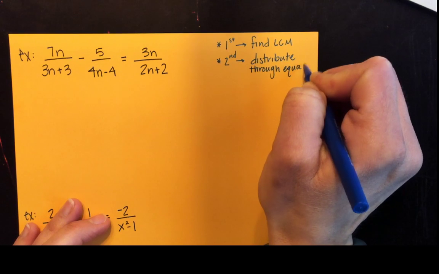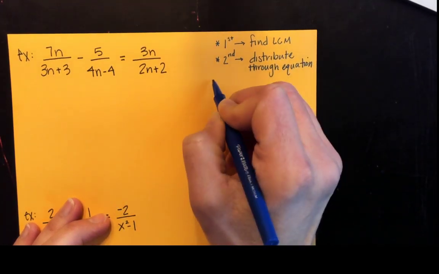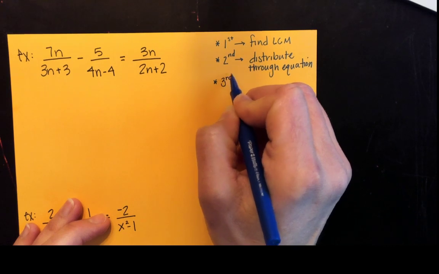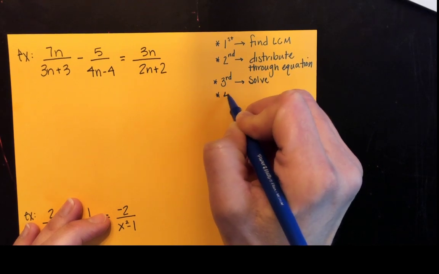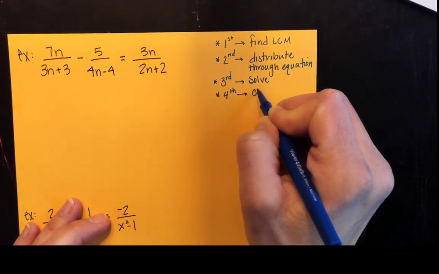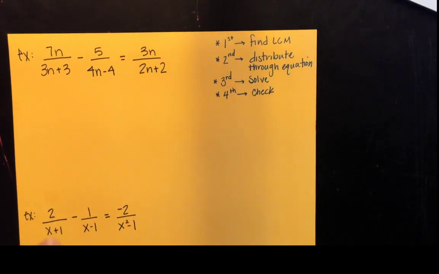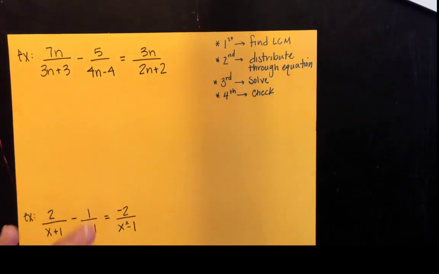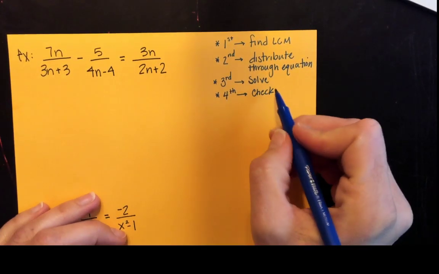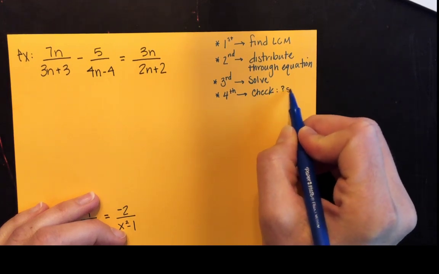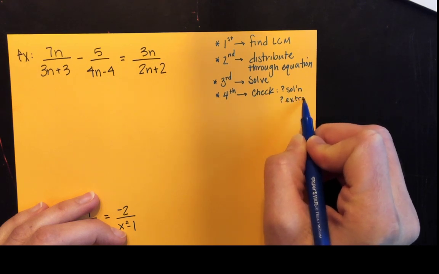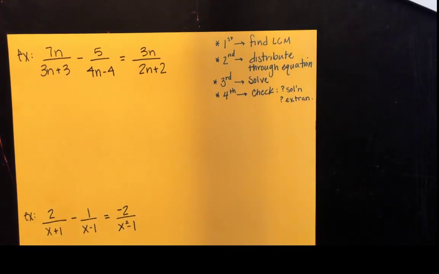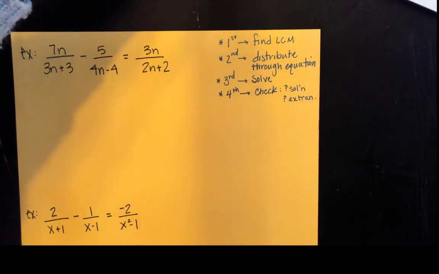And it's through the entire equation to keep it equal. The third step is to solve. And our fourth step is to check. And remember that the check is, do you have solutions? Are there extraneous solutions? So we want to make sure that we're accounting for all of this.